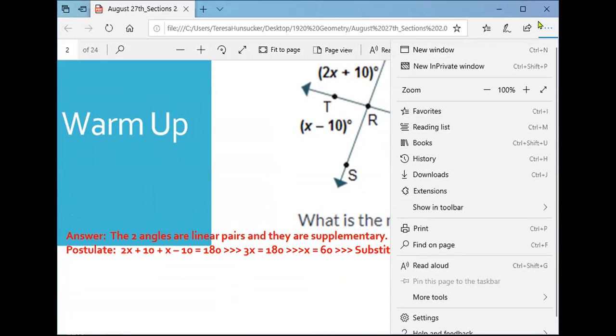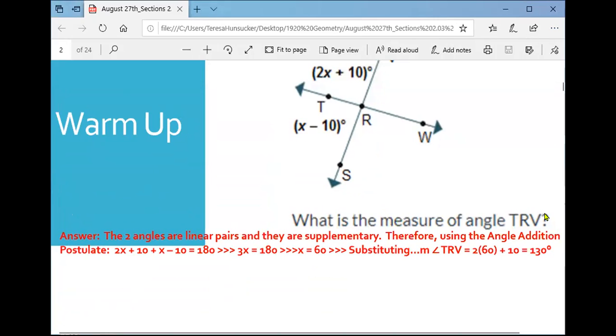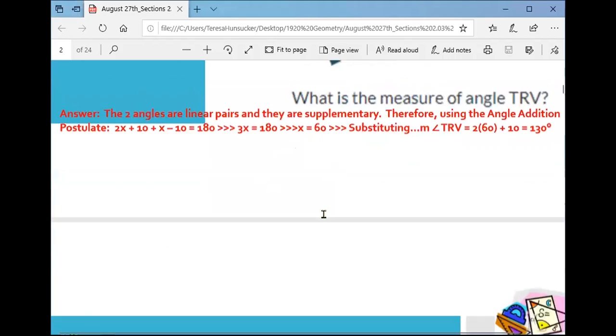All right. Any questions? I want to just have you take a look. The two angles are linear pairs and they're supplementary. Therefore, using the angle addition postulate, 2x plus 10 plus x minus 10 equals 180. So you're just adding using the angle addition postulate. And then 3x equals 180, x equals 60, substituting in 2 times 60 plus 10. All right, moving on then.